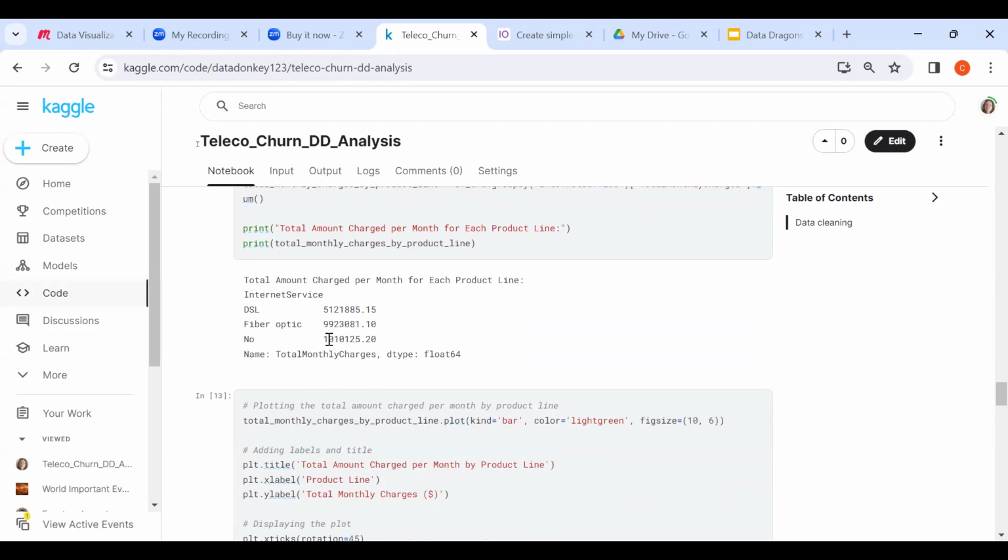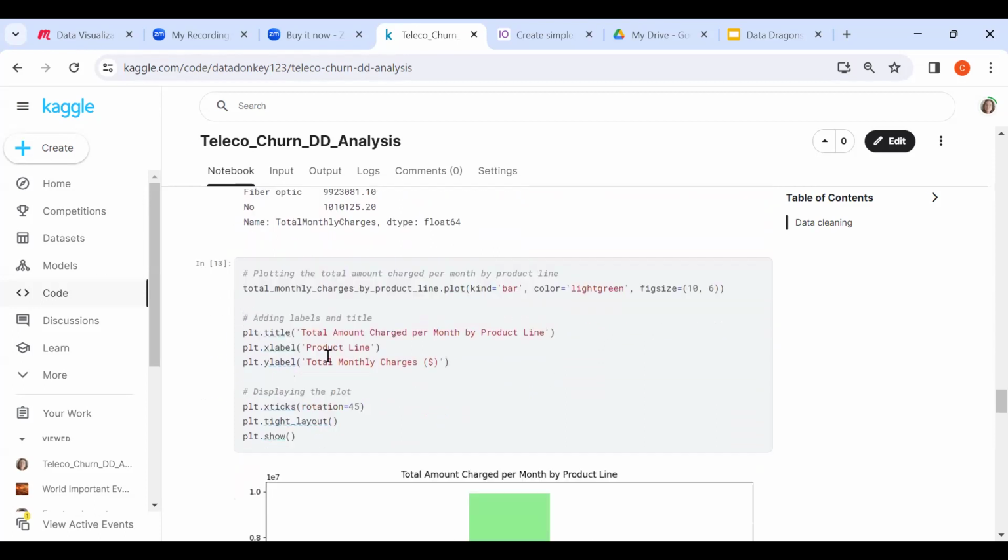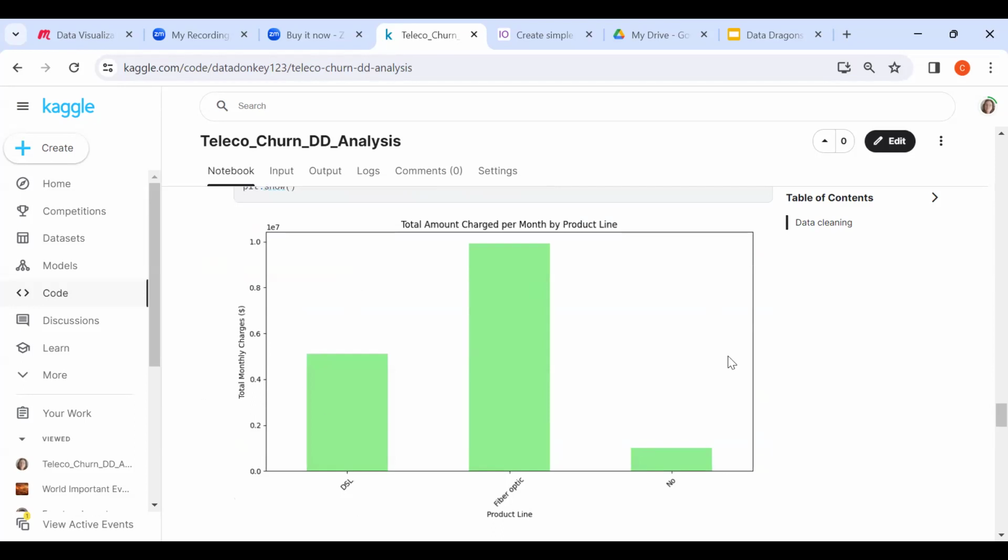And this is all in US dollars. It's $5,121,885 per month for DSL, and $9,923,081 for fiber optic. And then just over $1 million for neither of those options. And you get a similar graph out here.